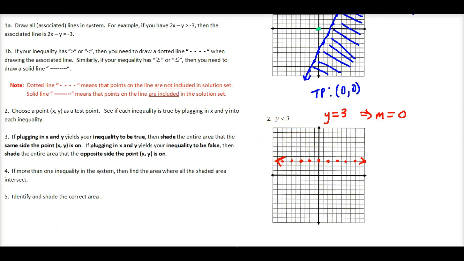So now, just like how we did before, we're going to choose a test point, and we'll choose (0, 0) again, and then we'll go ahead and just plug it in. So there's really nothing else to plug in for x, but we can plug in 0 for y, and we have 0 is less than 3, and of course that is a true statement, so that means we would shade all the area that is under this line here. So let's move on to some other examples.